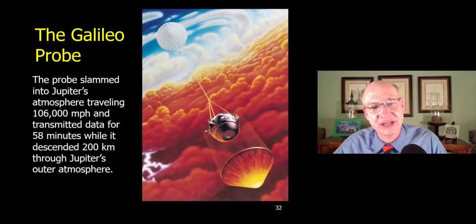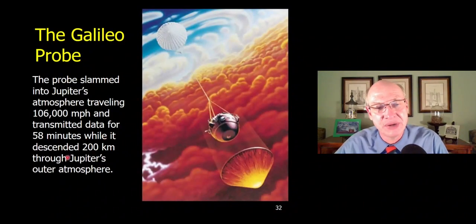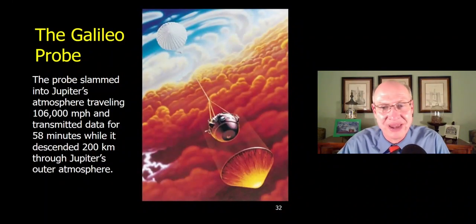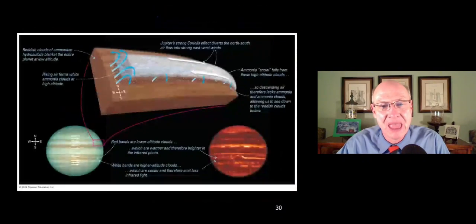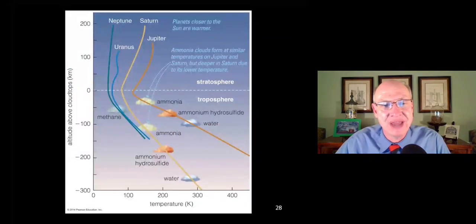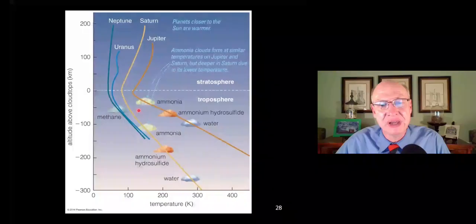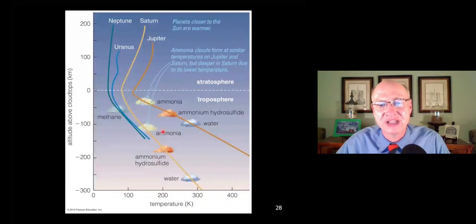Now, this sounds like a lot. It sounds like 200 kilometers of Jupiter's atmosphere is quite great. But remember the tremendous radius of Jupiter. This would really have just barely scratched the surface of Jupiter's atmosphere. However, the region that it parachuted down through was a really important region on Jupiter where we expected to find the clouds.